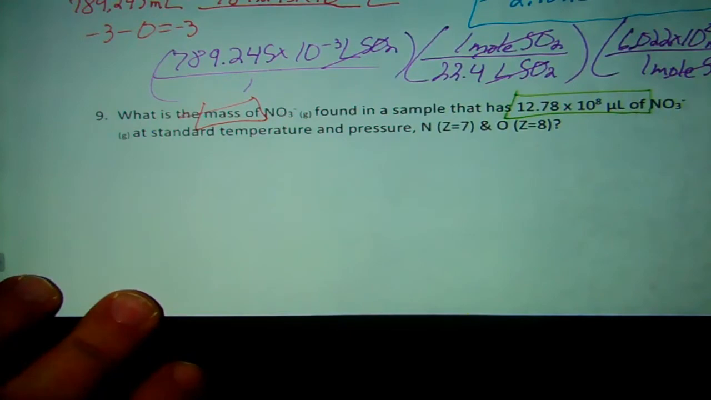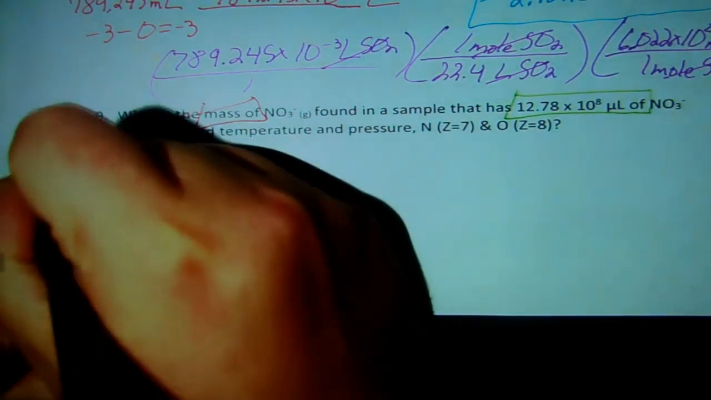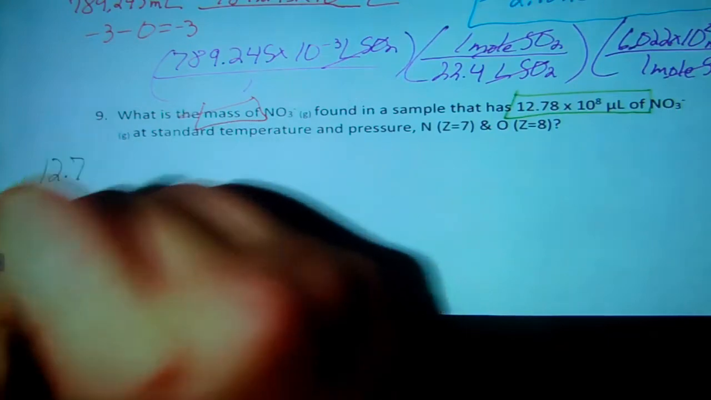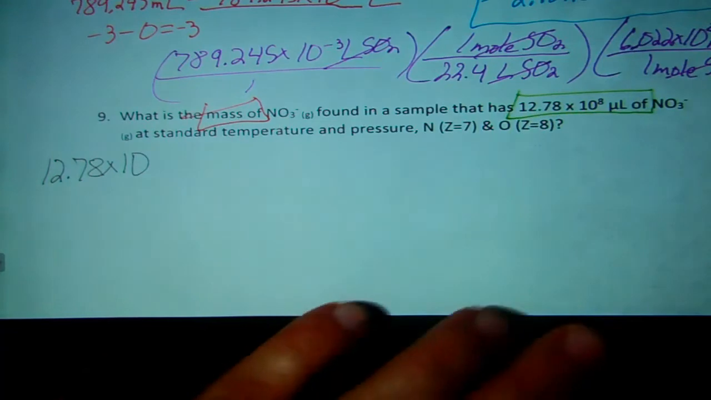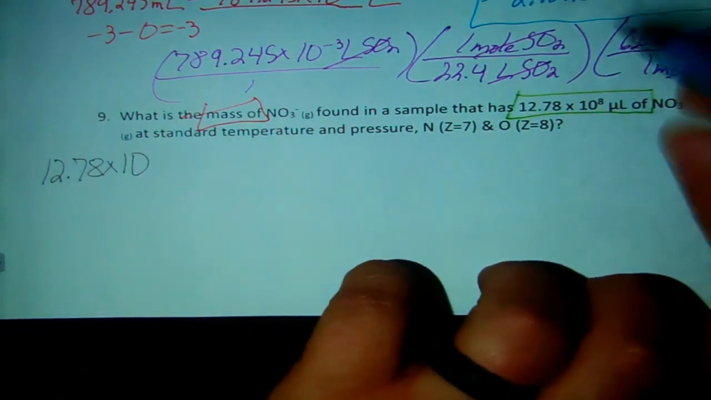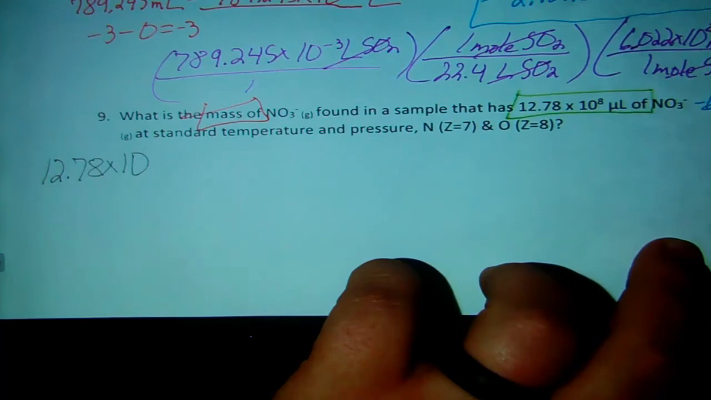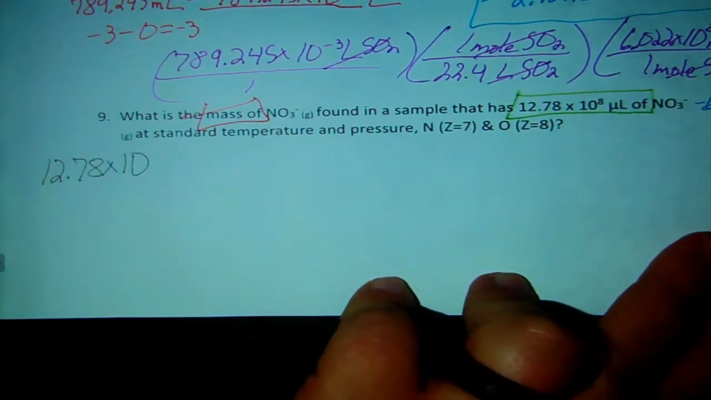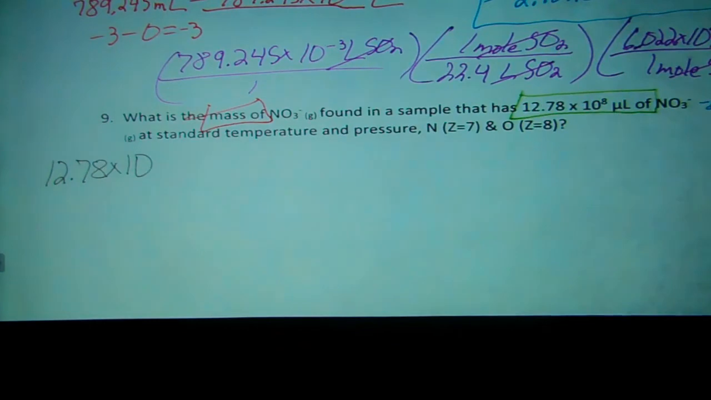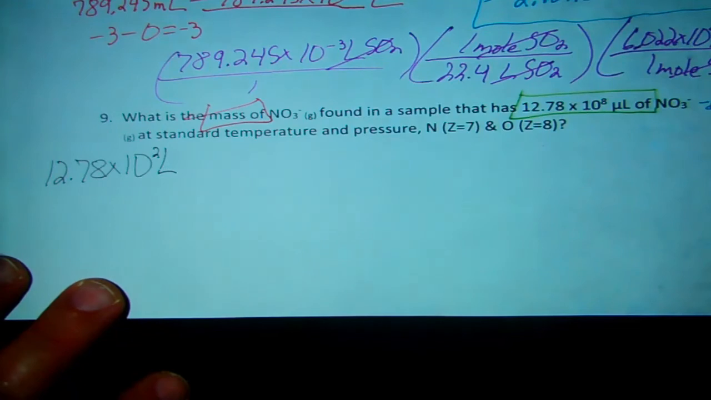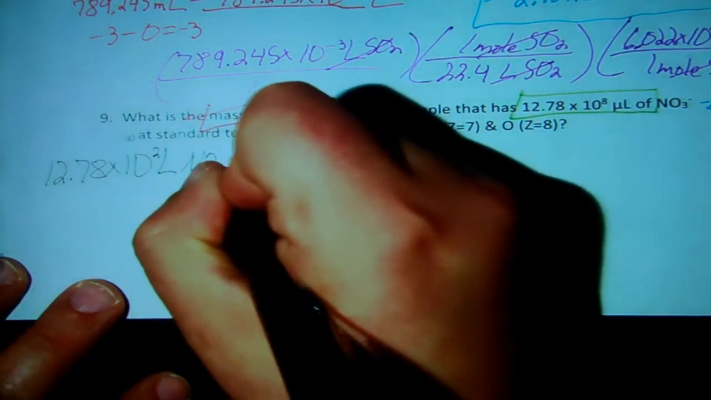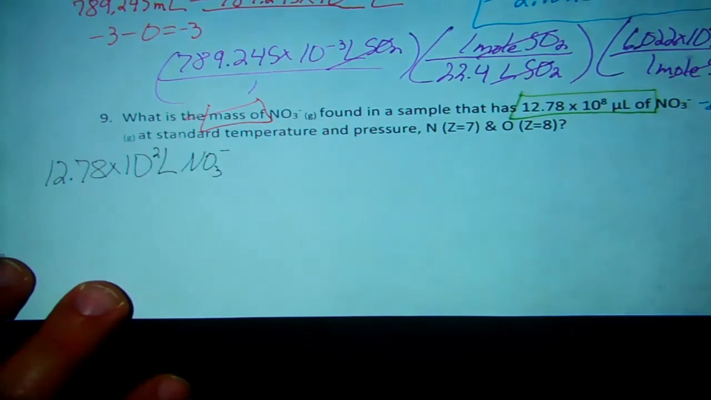To do this conversion, I get 12.78 times 10. I'm just going to write out here to the side this conversion for you, okay? So I got micro is -6, minus, I'm going to liters, which will be 0, which equals -6, and you add what you originally start with, which is 8, gives me 2. I have a choice here. I'm going to put liters of nitrate.